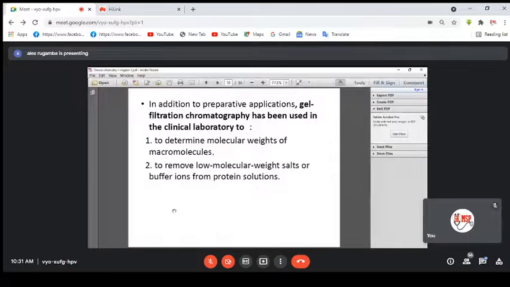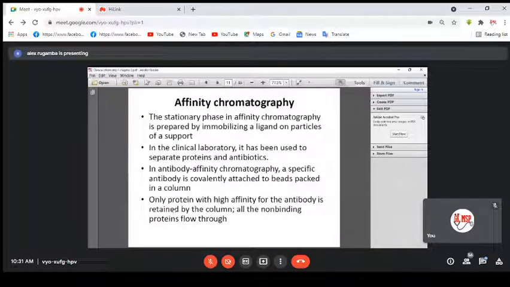So, affinity chromatography. The stationary phase in affinity chromatography is prepared by immobilizing a ligand on a particle support. In the clinical laboratory it has been used to separate proteins and antibodies. Now we are going to talk about antibody affinity chromatography. A specific antibody is covalently attached to the packed column. Only the protein with high affinity for the antibody is retained by the column, and then the non-binding protein will be flowed through.